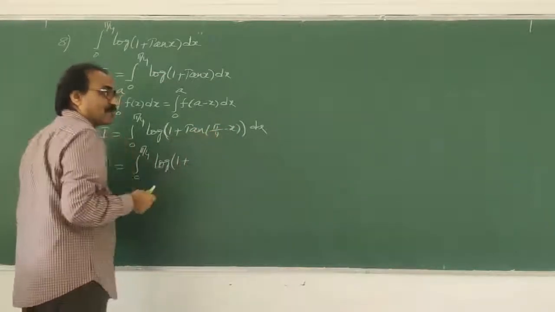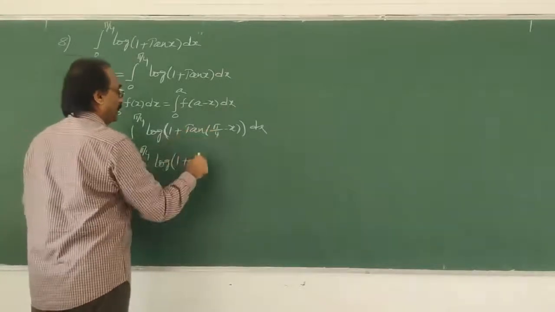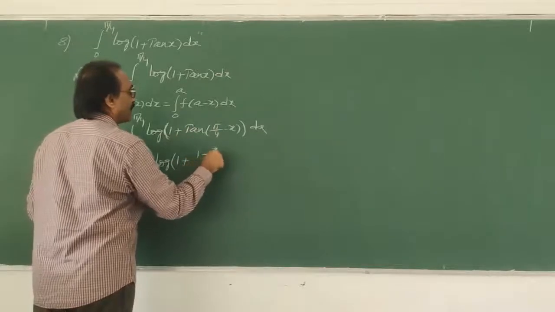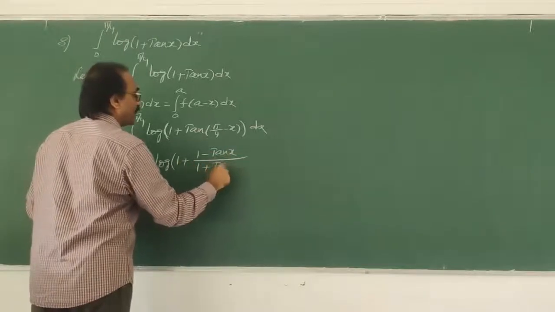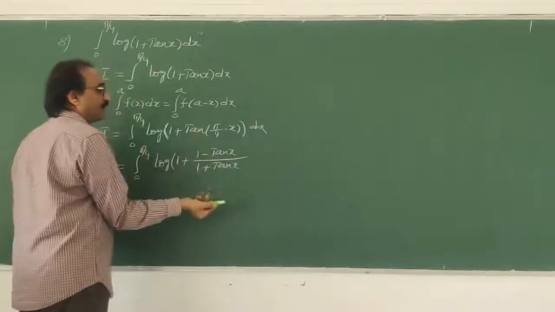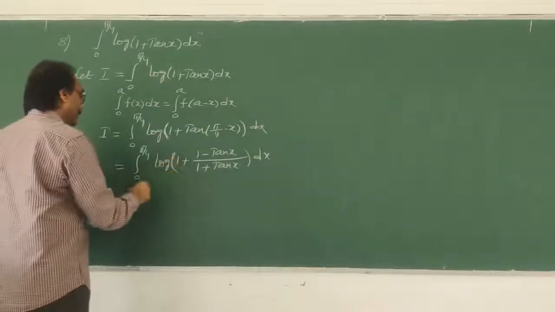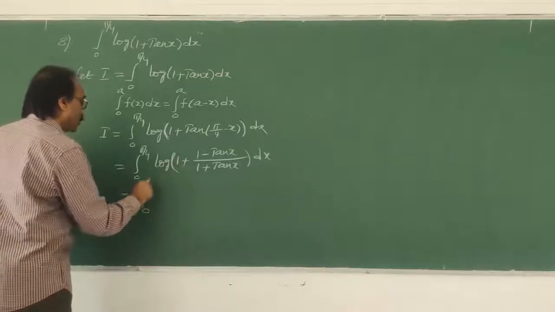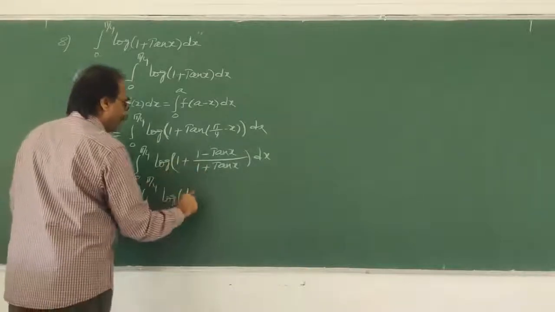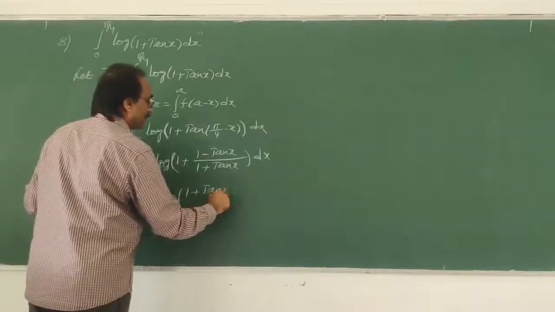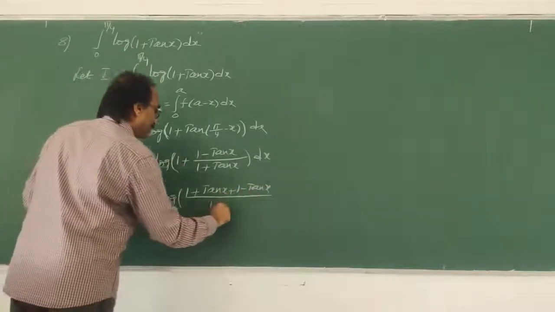What is tan of a minus b? You know the formula: tan a minus tan b by 1 plus tan a tan b. With tan a as tan 45, that is 1 minus tan x divided by 1 plus tan x into tan 45, and tan 45 means 1. You know this. So the integral from 0 to pi by 4 of log mod. Now what will we do? Take the LCM, 1 plus tan x, so the numerator becomes 1 minus tan x, all over 1 plus tan x dx.